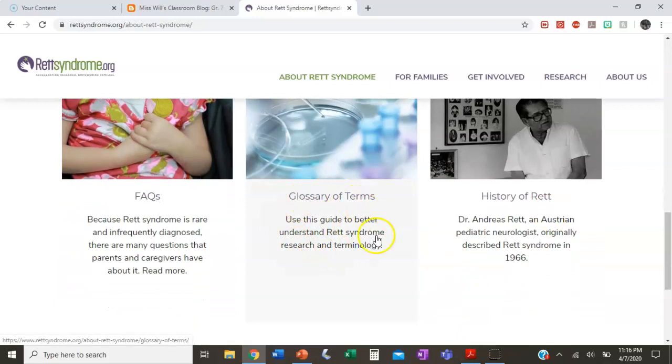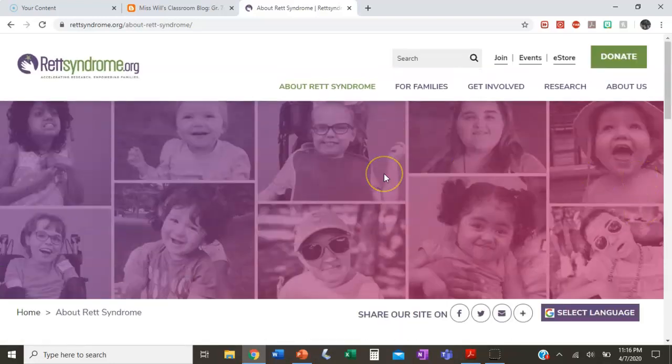A glossary of terms is always helpful because in a lot of these things they're using a lot of big words that aren't always easily understood, and so this can be a really helpful item as well. Here's some history, which is one of the things that you can look for. Now, not every disorder has a website that is as helpful as this one, but this is a really good one.